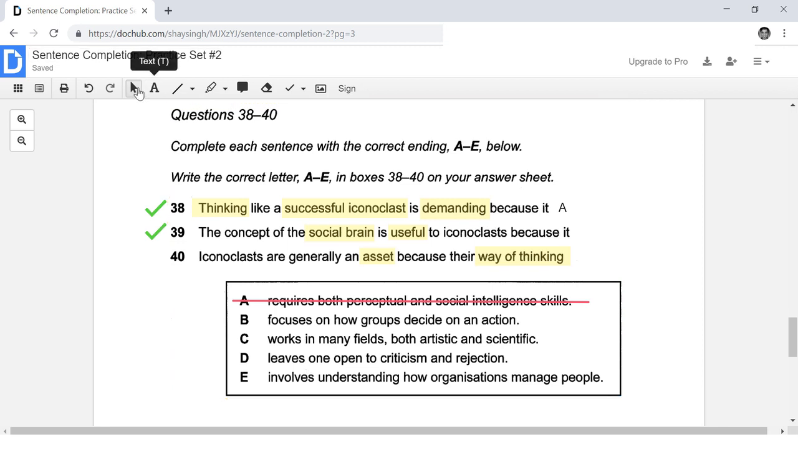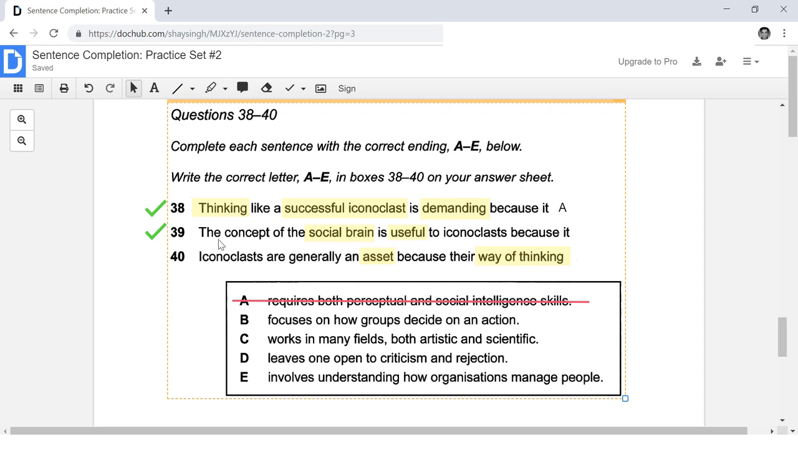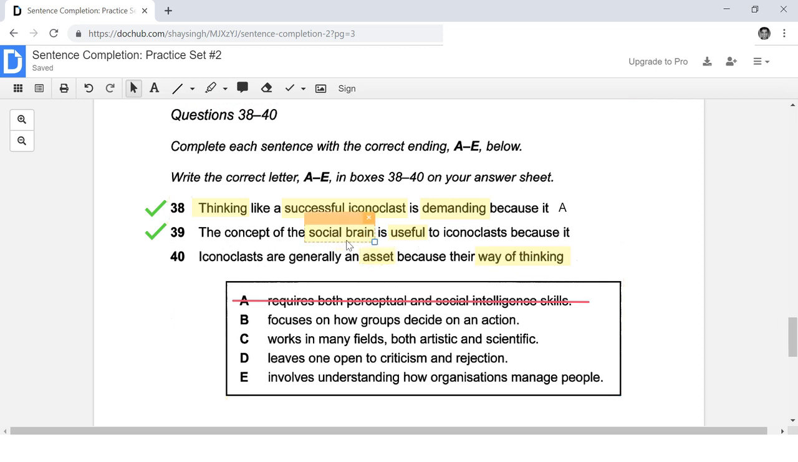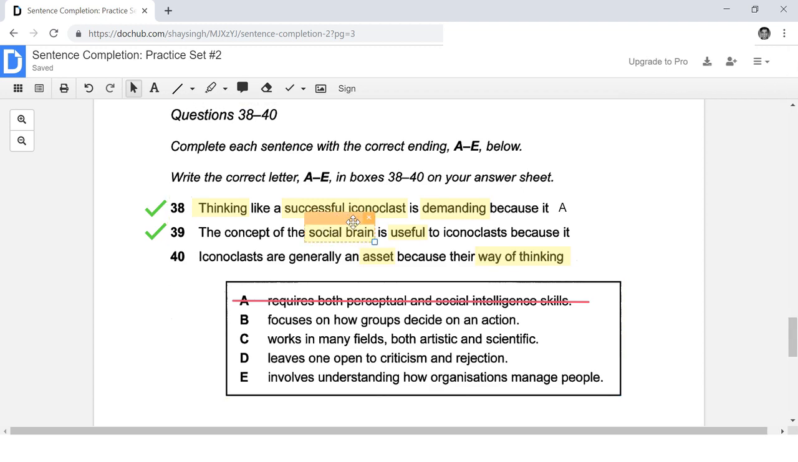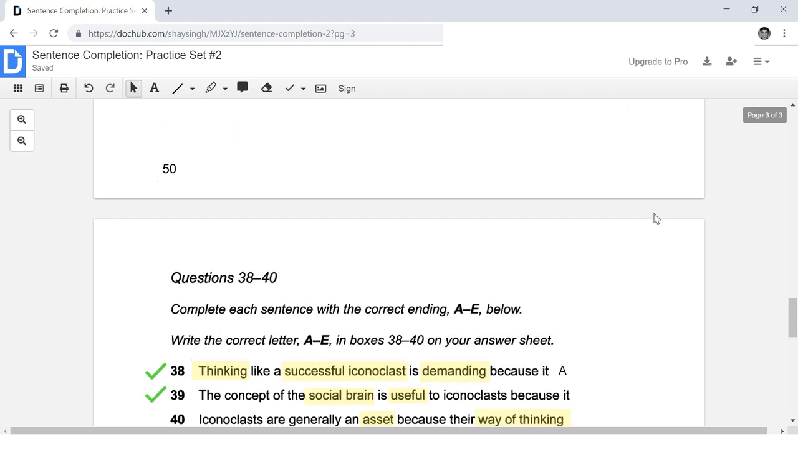Alright, now let's go on to number 39 and let's answer this one. Number 39 says, the concept of the social brain is useful to iconoclasts because why? Why is the concept of social brain useful to iconoclasts?